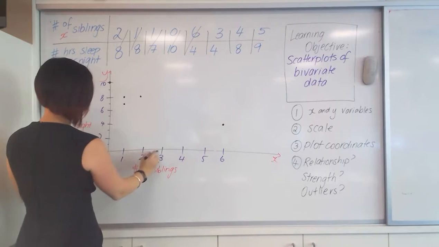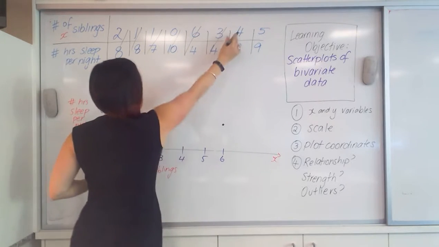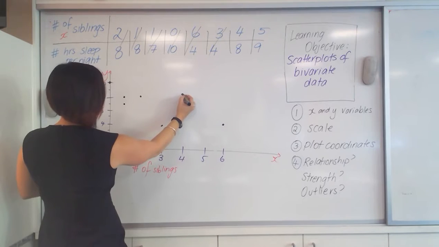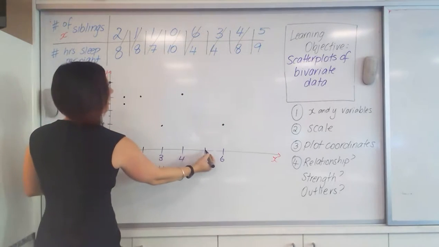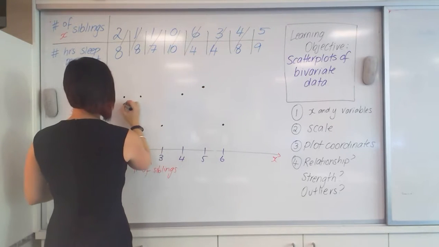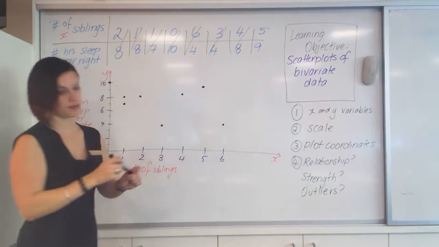3 siblings, across 3 and up to 4 hours sleep. 4 siblings is here, 8 hours sleep is up here. 5 siblings and 9 hours. Now we've got points all over the place, but that's fine because that is what our data is telling us.